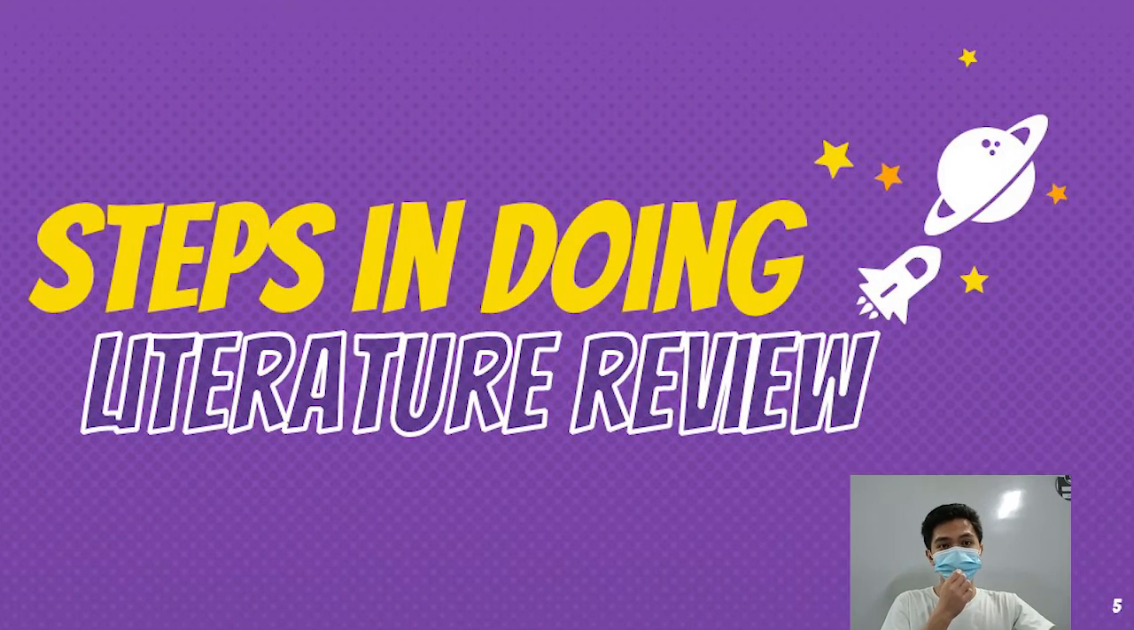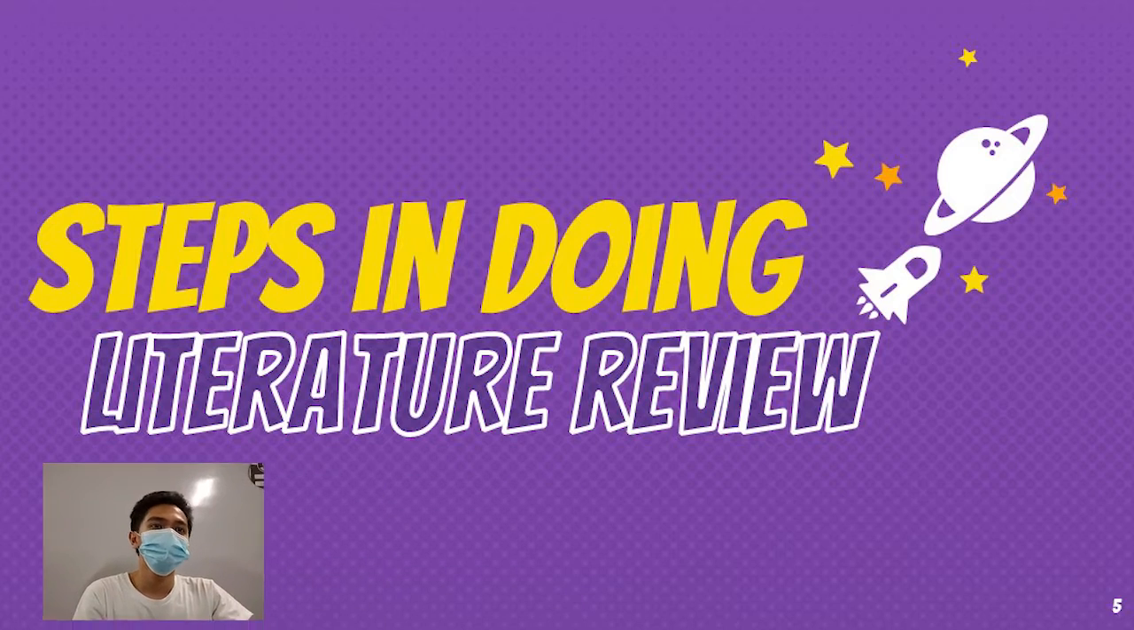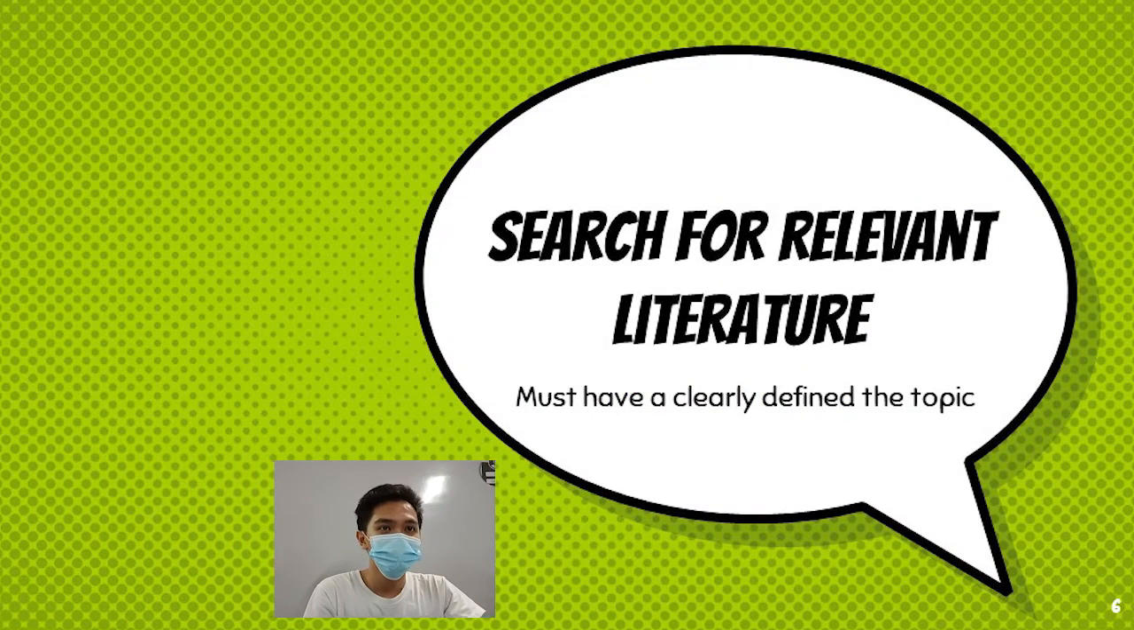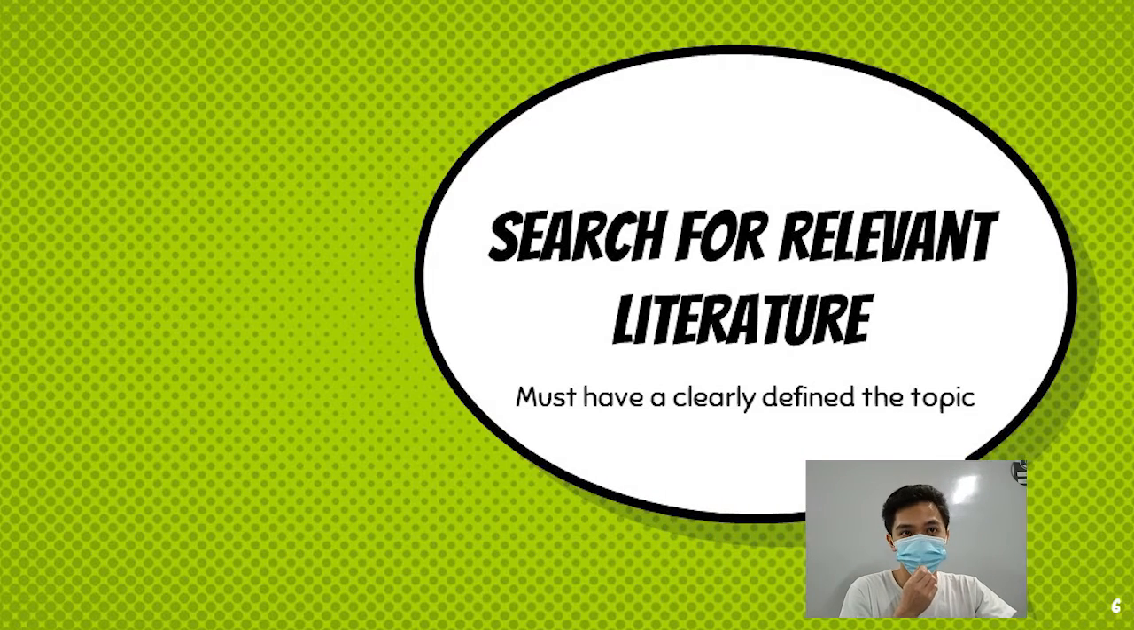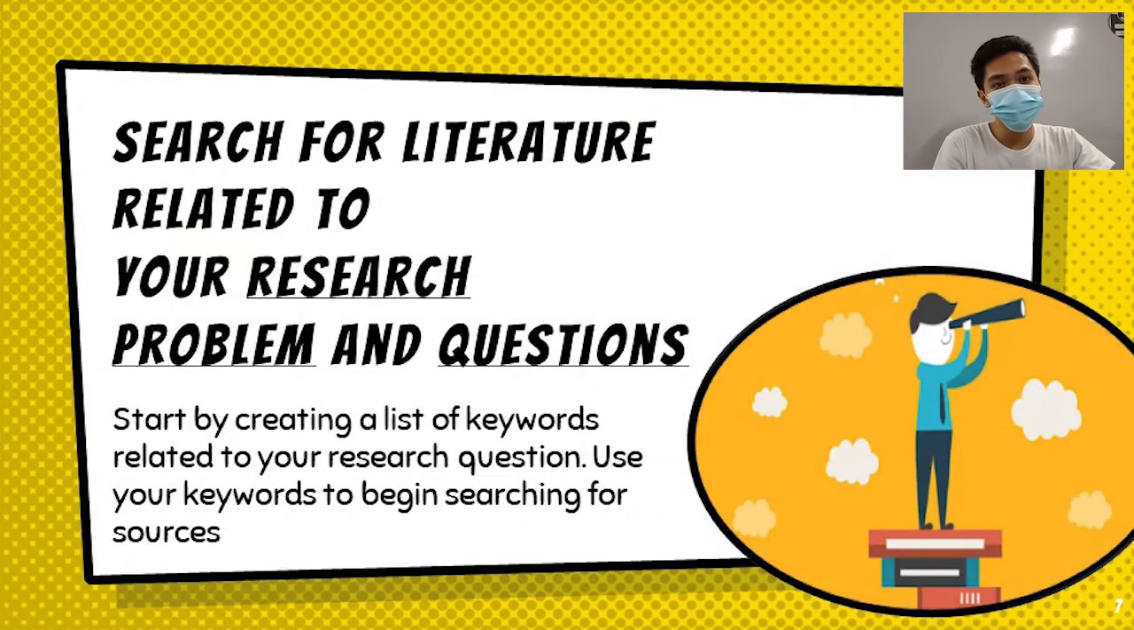Steps in doing literature review. First, search for relevant literature. Must have a clearly defined topic. Search for literature related to your research problem and questions. Start by creating a list of keywords related to your research question. Use your keywords to begin searching for sources.